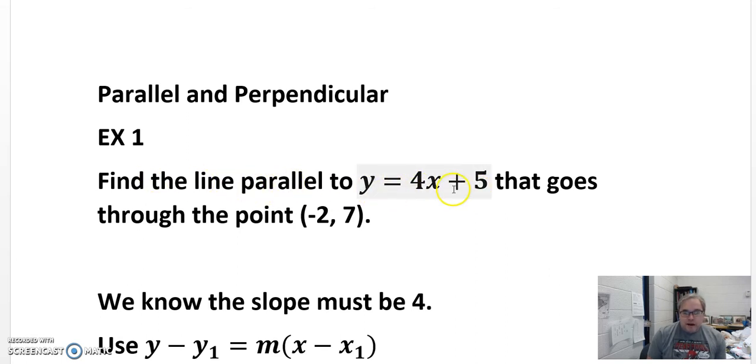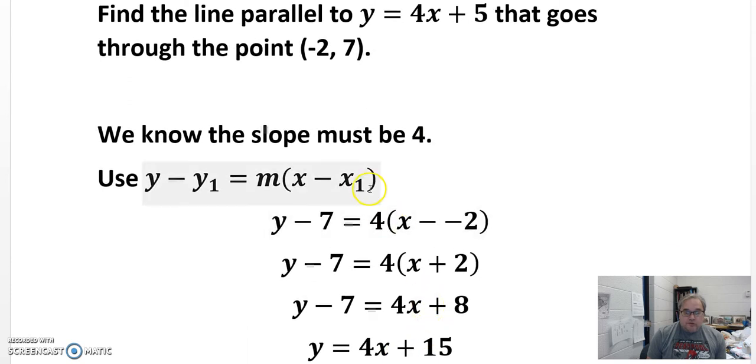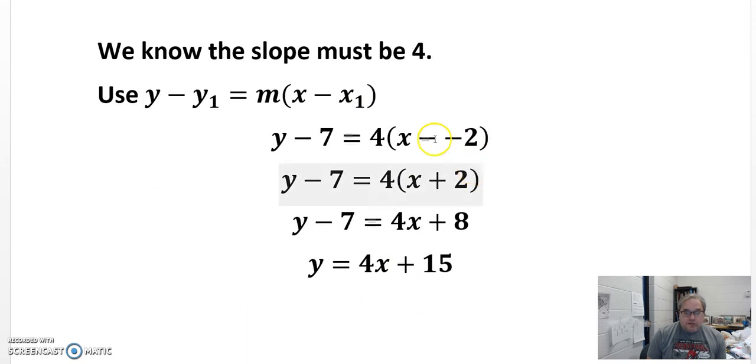Now, if I'm on a line parallel to this, I know the slopes have to be the same. So if the slopes are the same, the slope I need is 4, because that's the slope of that line. I need to go through that point. So I know the slope is 4. I know I need that point. I'm going to use the point slope form. And that's what I work through here. Go ahead and pause it, check my work, make sure I didn't screw anything up. And you'll see that it's right.